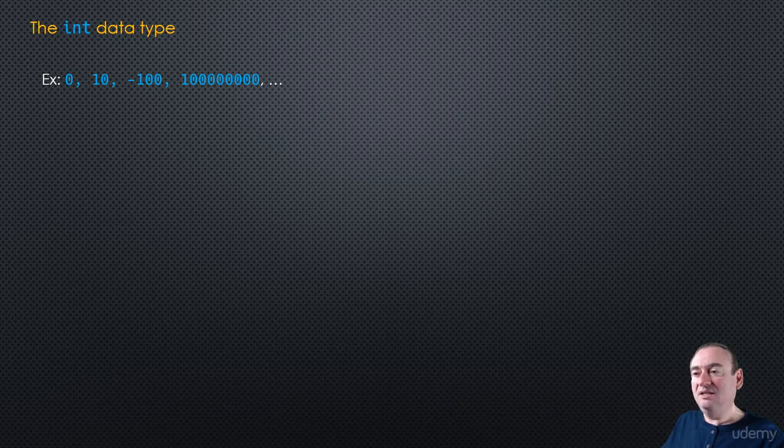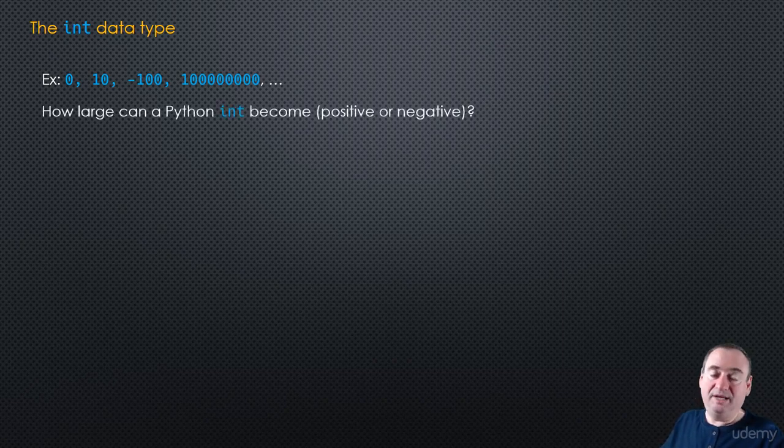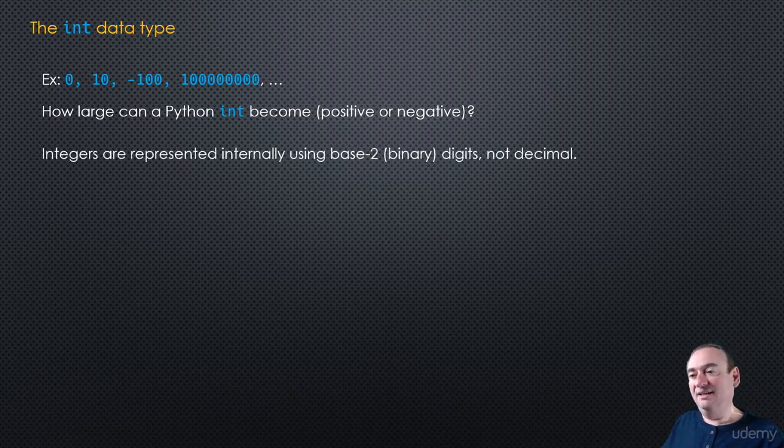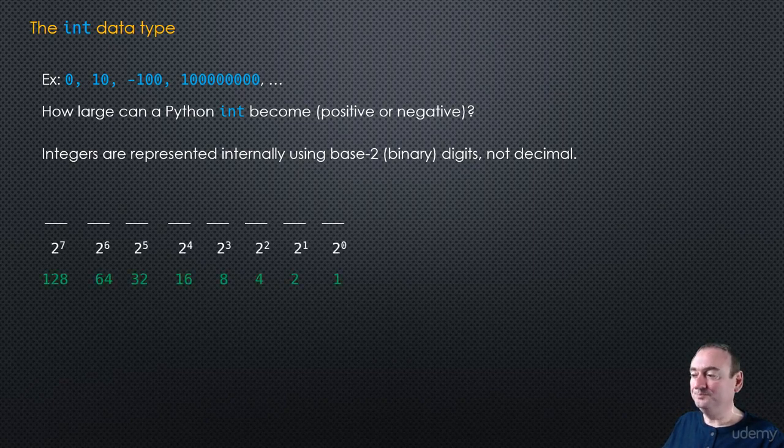So the question that comes to mind is, well, how big can they become, either positive or negative? So in other words, we're really thinking about what's the largest magnitude, right? The magnitude being the absolute value. So let's not worry about the sign. How big can that become? So first, in order to understand that, we have to look at how integers are stored in a computer. Well, computers only use binary. They use bits, zeros and ones. And everything is represented using zeros and ones, including numbers. So our integers are represented using binary, base 2, not decimal.